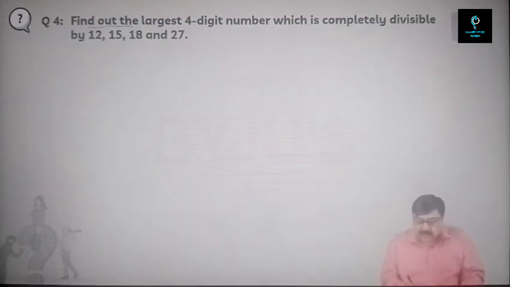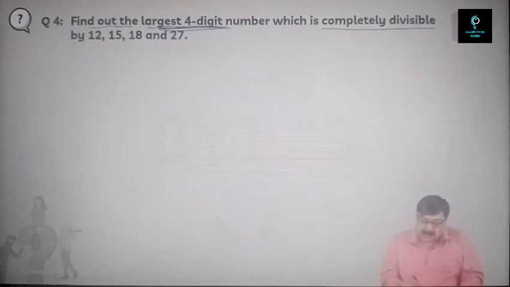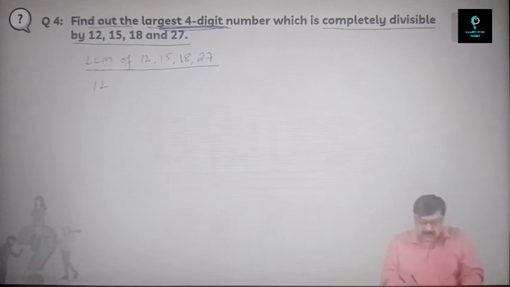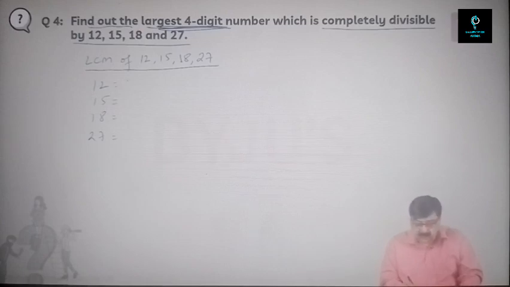Now find out the largest 4-digit number which is completely divisible by 12, 15, 18 and 27. So we will take the LCM of 12, 15, 18 and 27. Let's prime factorize this. 4 threes are 12, so 2 square into 3 power 1. 15 is 3 power 1 into 5 power 1, 3 fives are 15. 18 is divisible by 9, so it is 2 power 1 into 3 power 2, that is 2 into 9. And 27 itself is 3 cube.